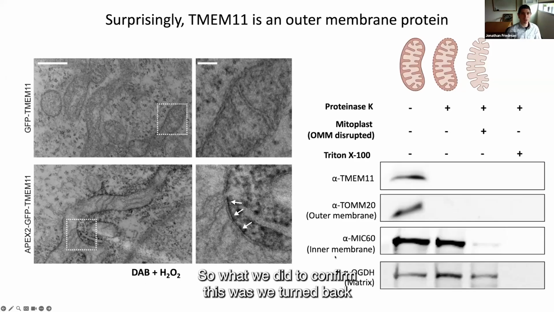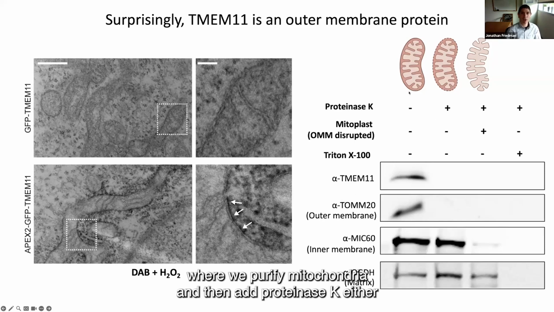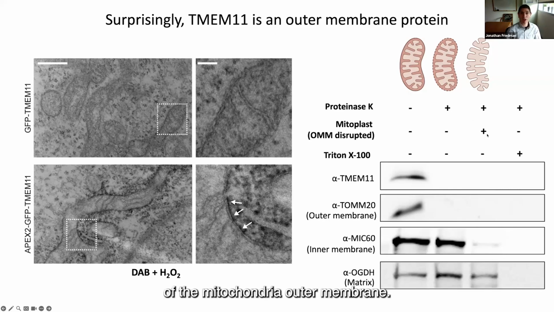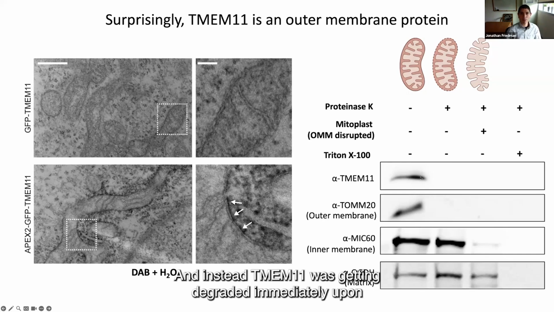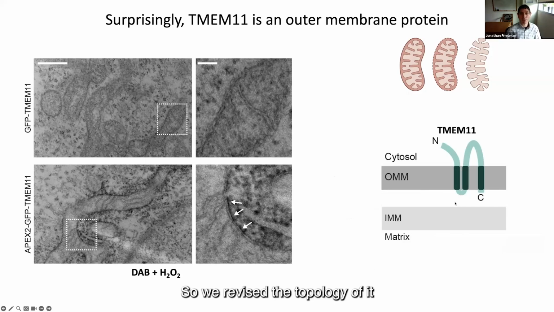So what we did to confirm this was we turned back to a much more traditional technique. We used a protease K protection assay, where we purify mitochondria and then add protease K either before or after disruption of the mitochondrial outer membrane. And what I want you to notice is that MIC60 here is not affected by adding protease K unless we also disrupt the outer membrane. And instead, TMEM11 was getting degraded immediately upon addition of protease K, just like an outer membrane protein like TOM20. So we revised the topology of it.